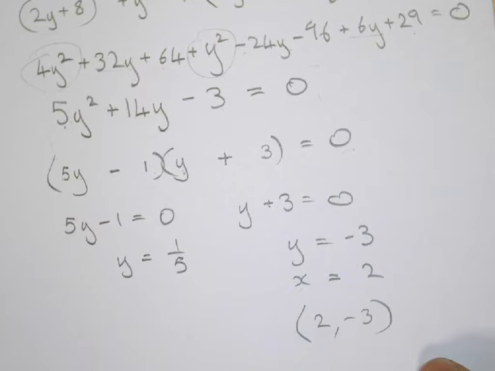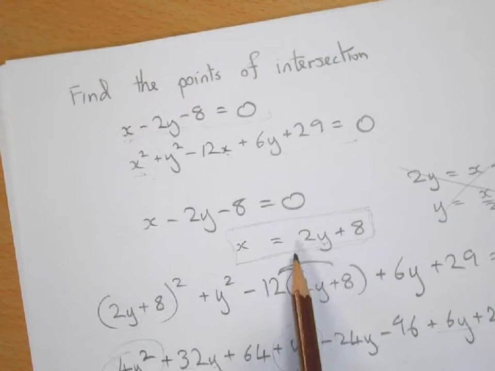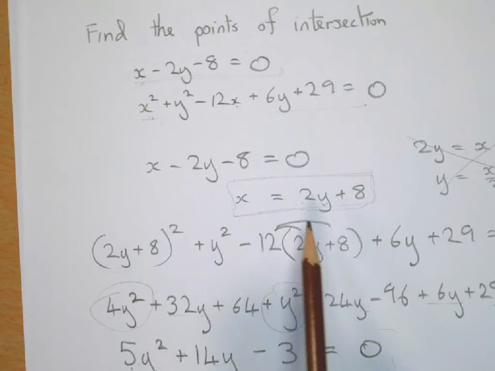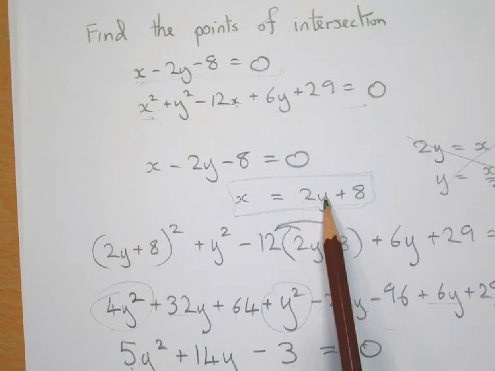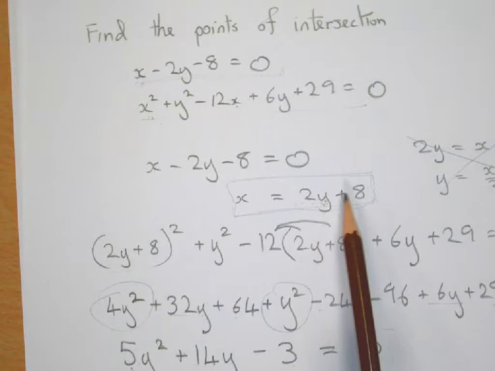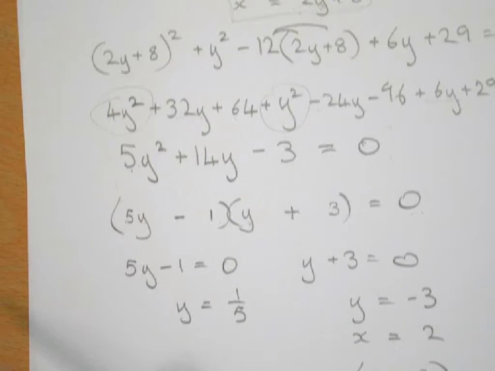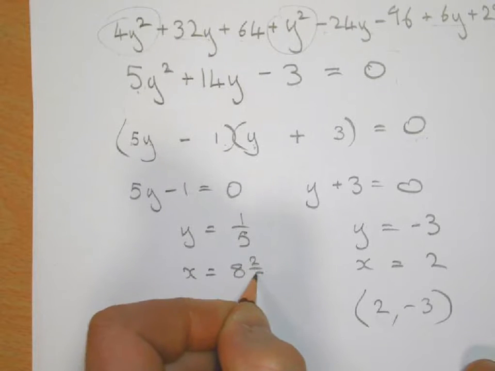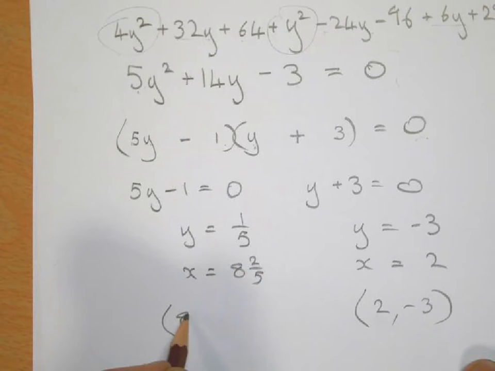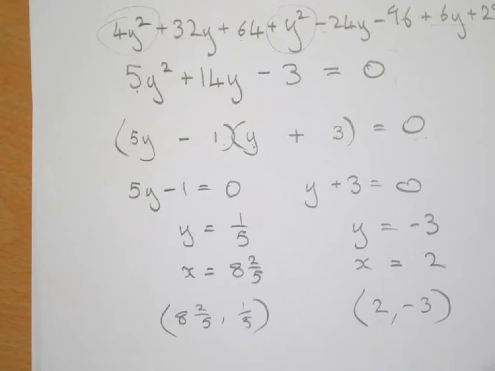And for the other one, it's going to be a bit tricky, this one. So again, we're going to replace the y with a fifth. So it's going to be 2 times a fifth, which is 2/5, plus 8 is 8 and 2/5. So again, we'll go down here. So our x value is going to be 8 and 2/5. So our coordinate. And there's your 2 coordinates for your point of contact.